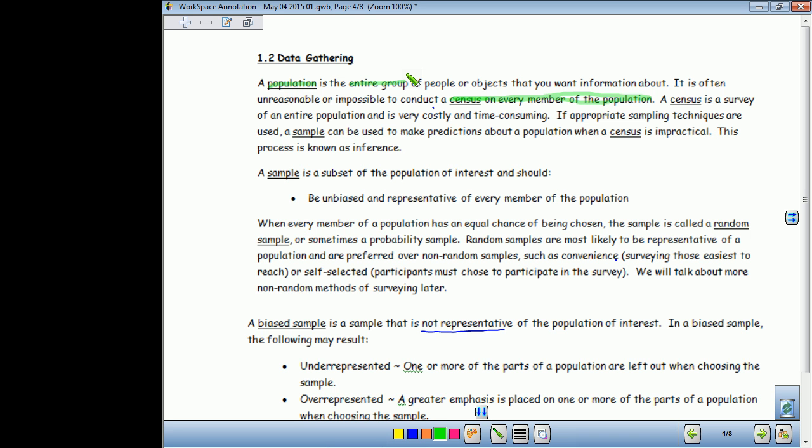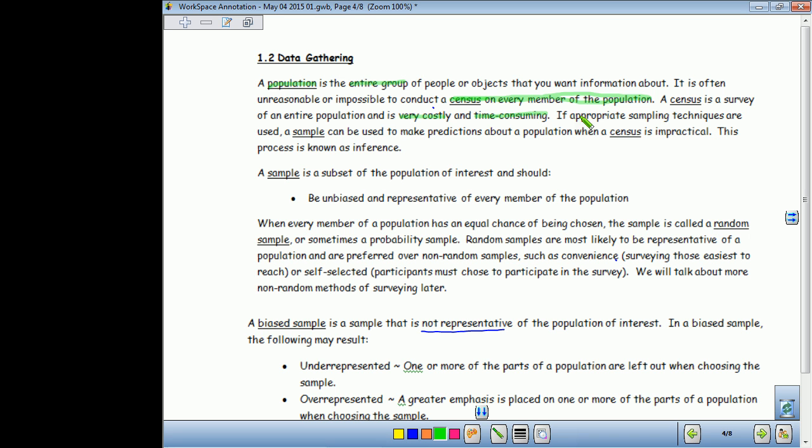And so even though the Census Bureau hires people and they come knock on doors and try to get information, it's very difficult to get information on an entire population. So a census is a survey of an entire population. It is very costly and time-consuming.